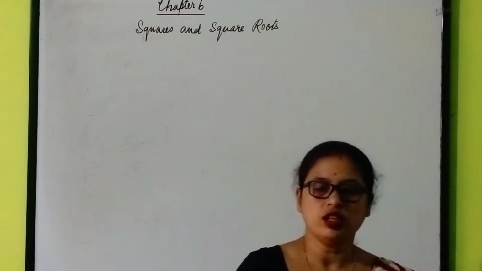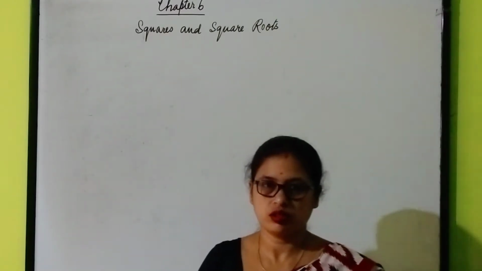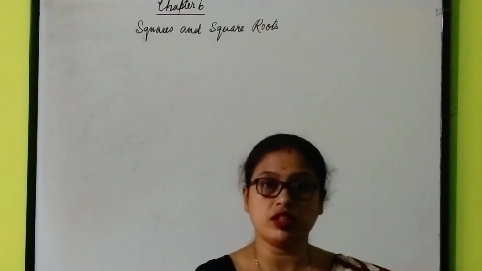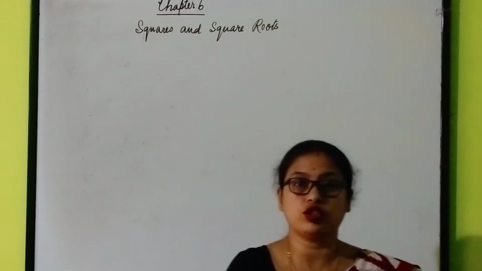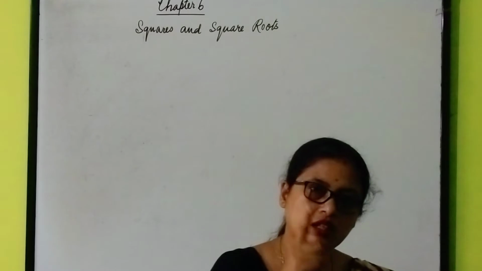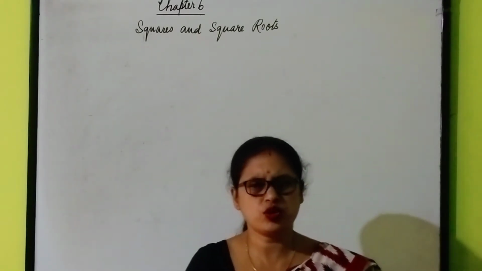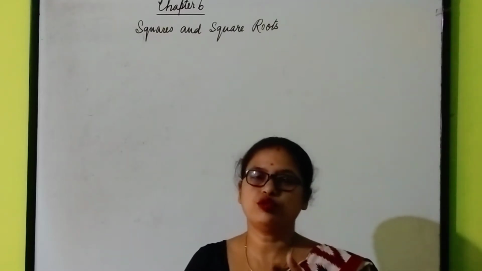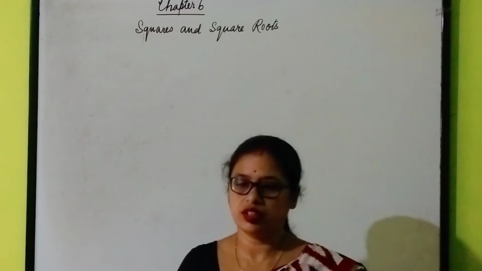Today we have to start a new chapter, that is your chapter 6, squares and square roots. When I gave the syllabus, or the scheme of studies, for your half yearly exam, the course was minimized for this chapter. Exercise 6.1, 6.2 I think, and how to find the square roots by the 3 methods. Those things only I have given from this chapter.